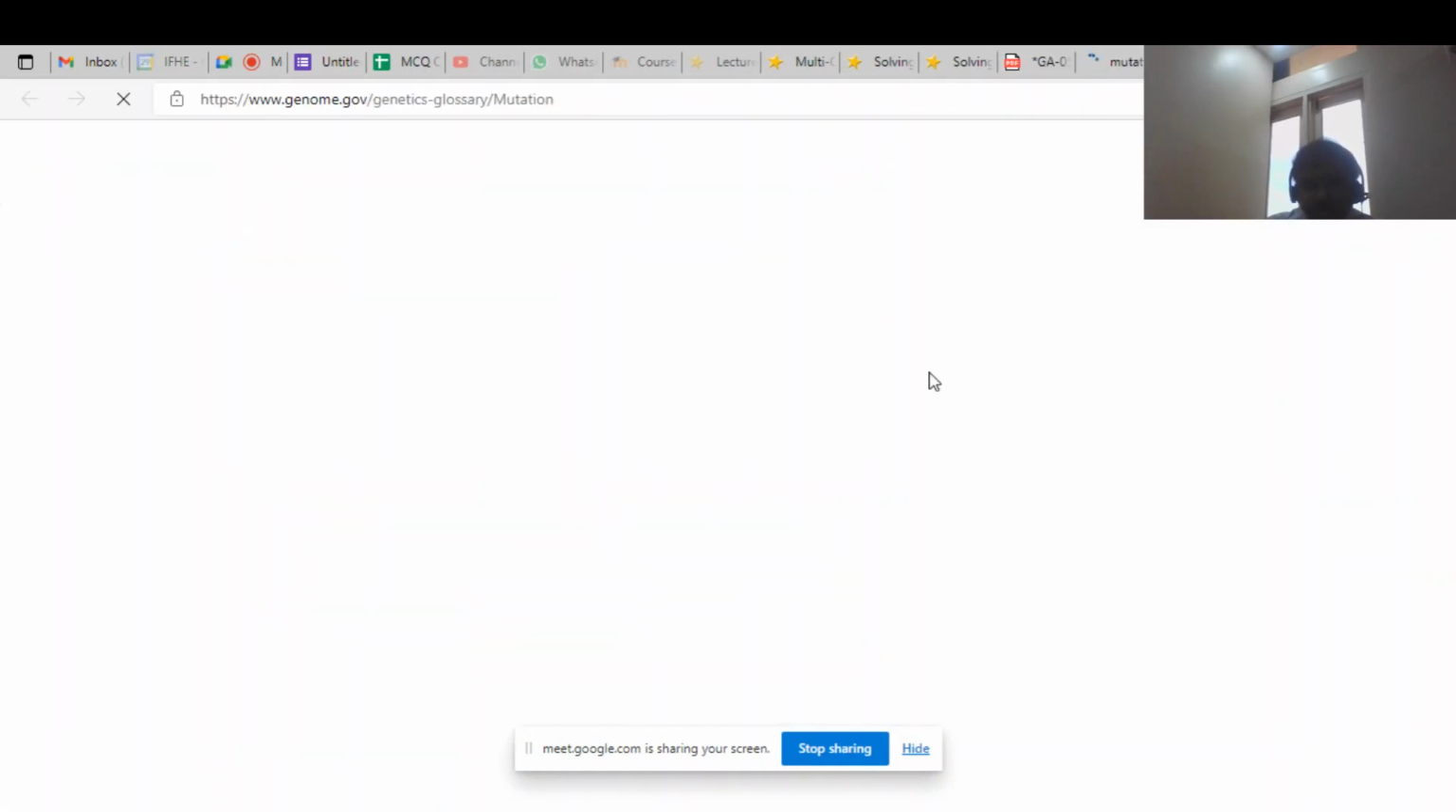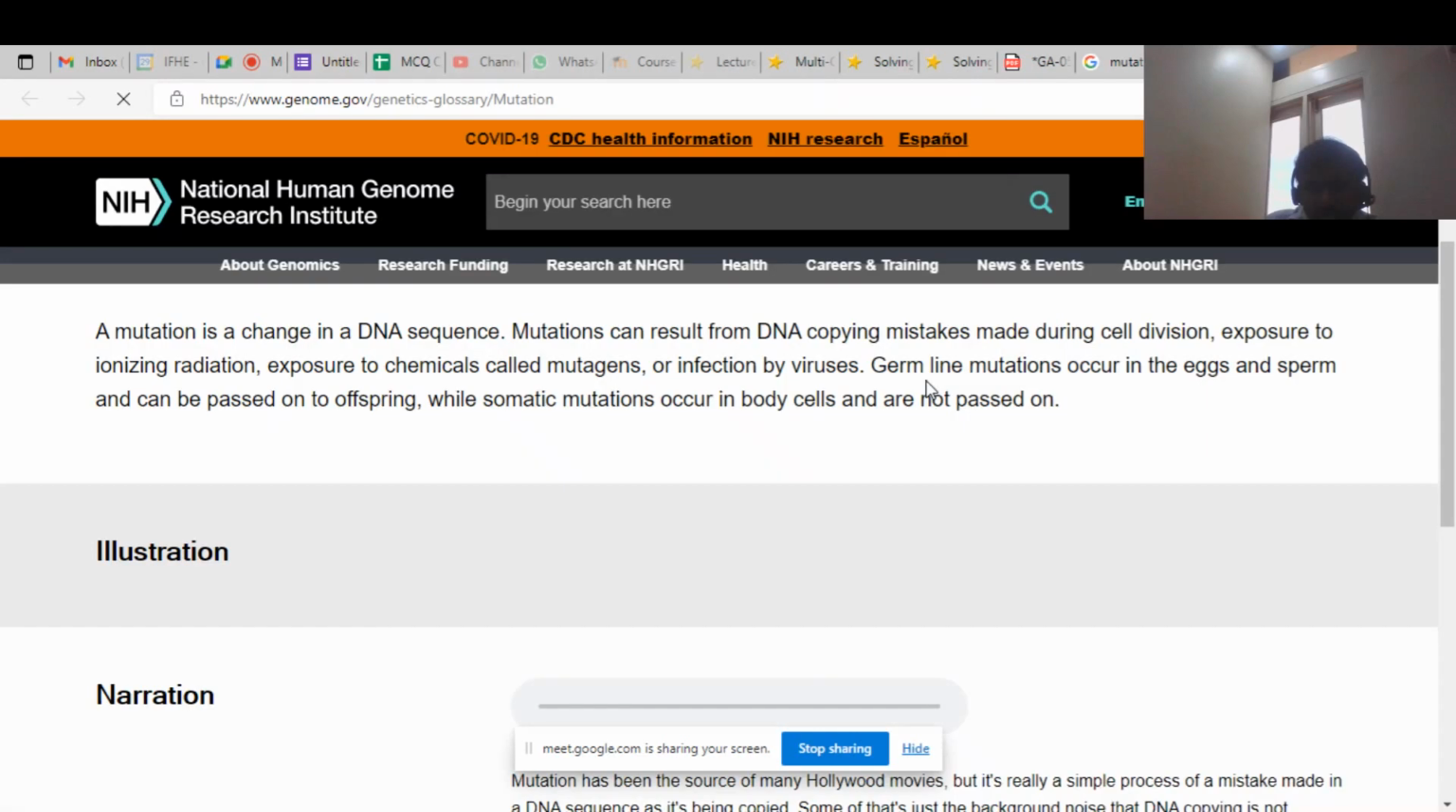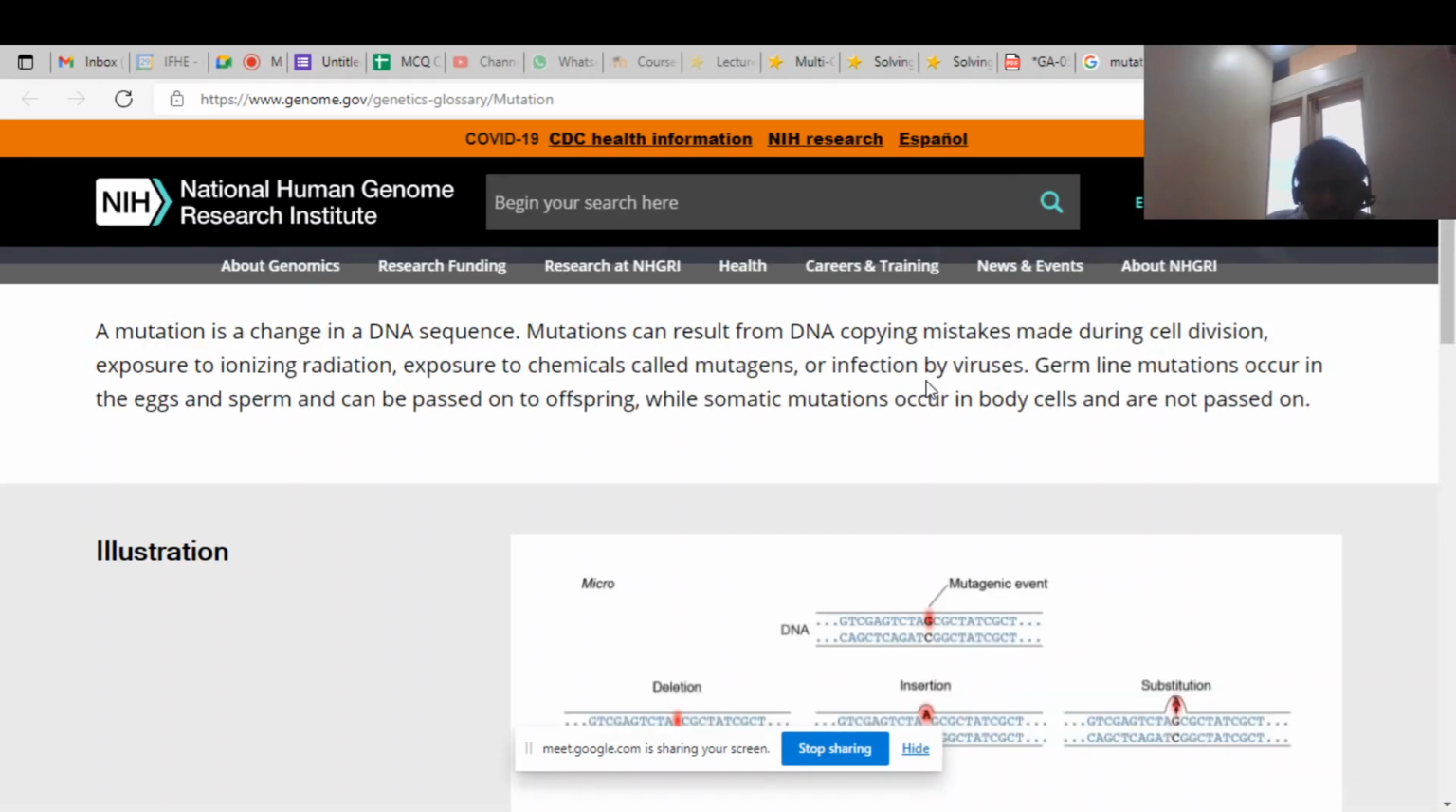I just browsed it. So this is, from a genetics point of view, the definition of mutation. Okay, you can read this. A mutation is a change in a DNA sequence. Mutations can result from DNA copying mistakes.